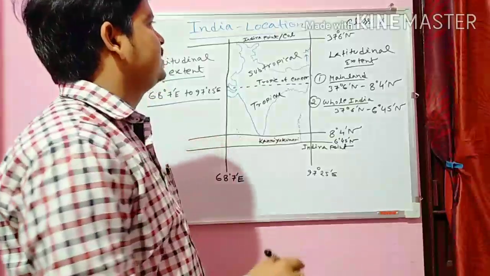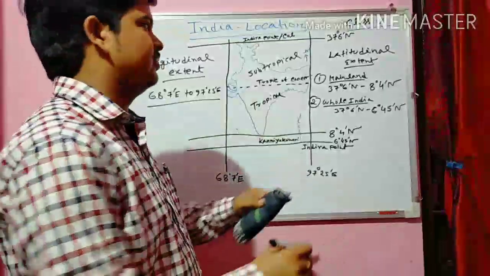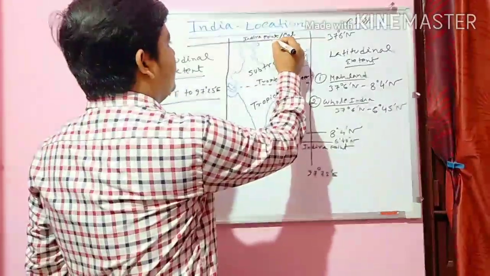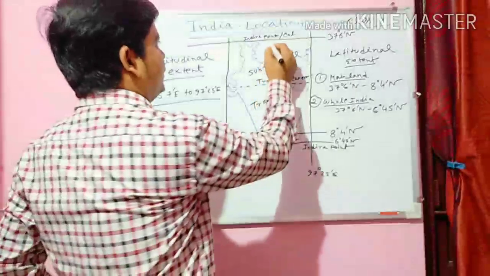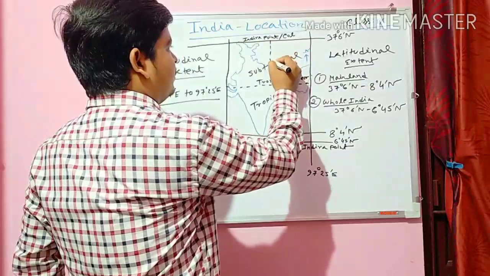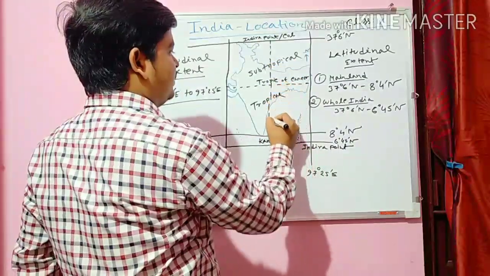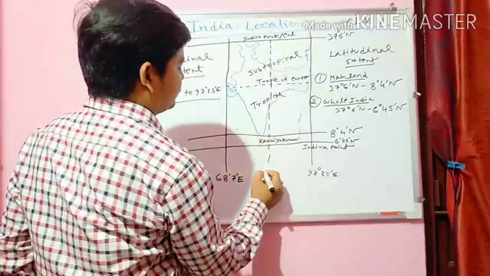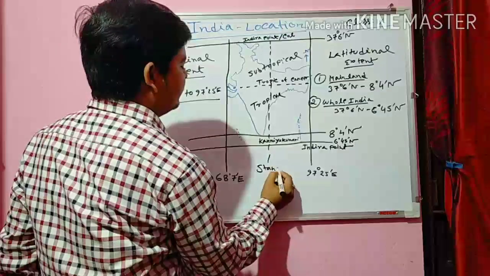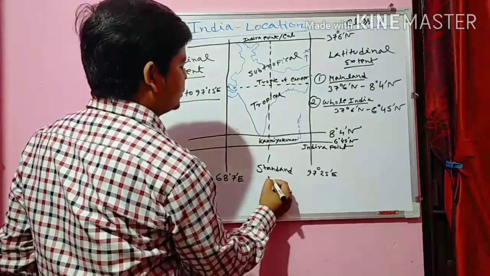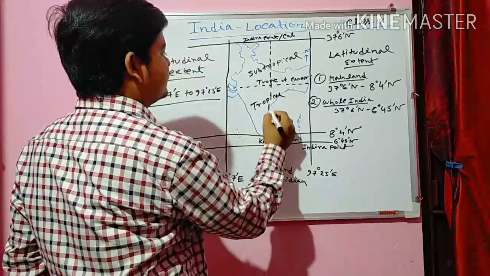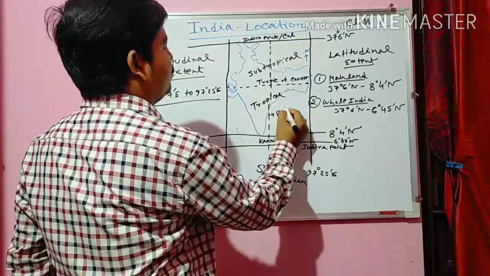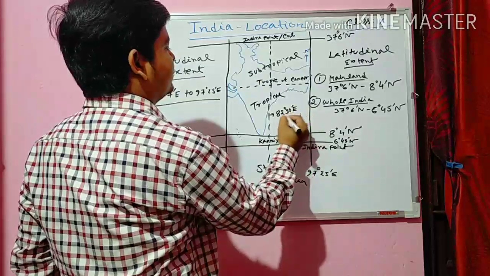Similarly, one important line is there from the view of longitude. That also divides our country into equal halves. That line is the standard meridian. That is called the standard meridian, and its value is 82 degree 30 minute east.